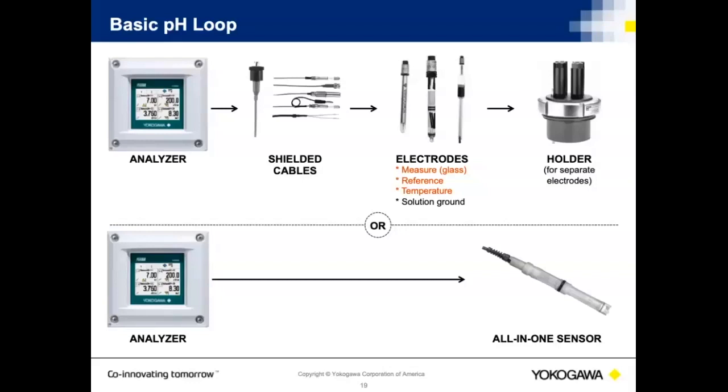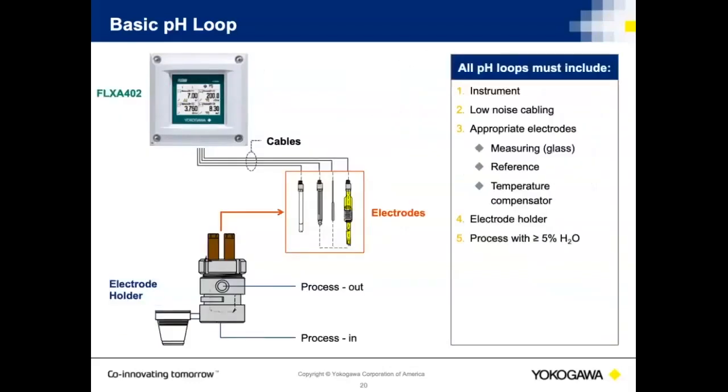Basically, that probe set that you see there, the electrodes, can be put into an all-in-one sensor called a combination electrode. And that combination electrode can, at times, simplify the measurement. So it can be used depending on what the application is and where we're trying to make the measurement.